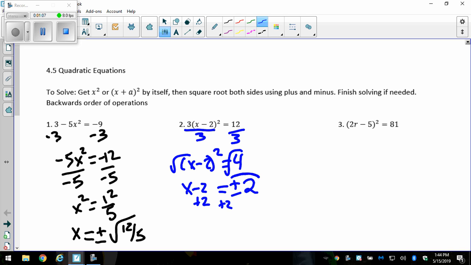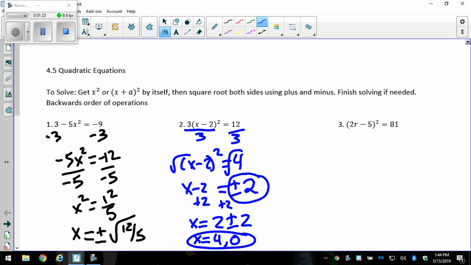You can't add it to this term because this is a plus and a minus 2. So you have this 2 plus or minus 2. And you should actually do 2 plus 2 and 2 minus 2. So your x really equals 4 and 0.